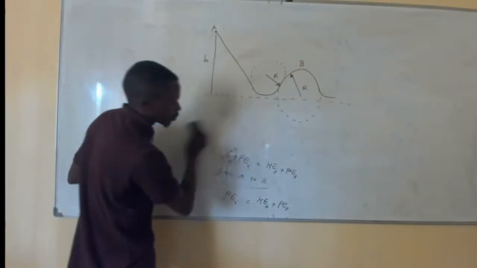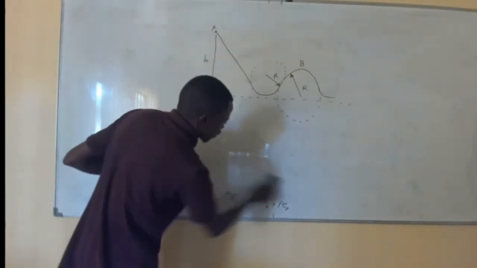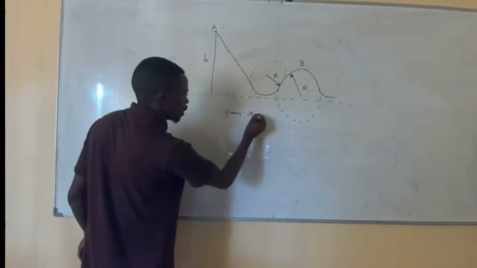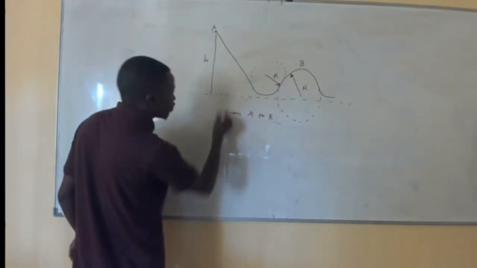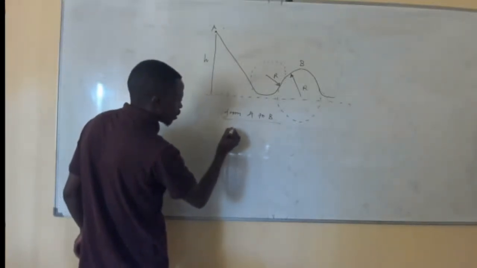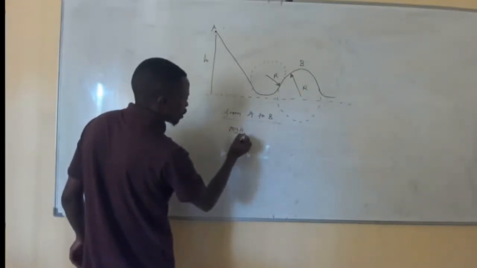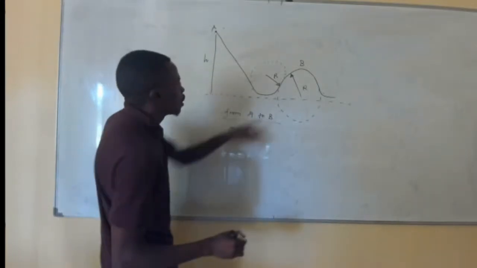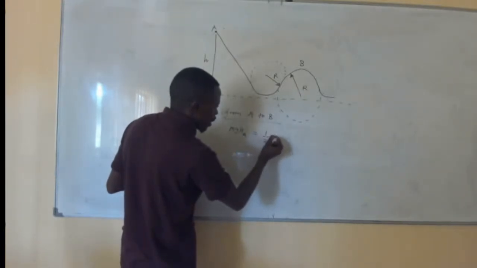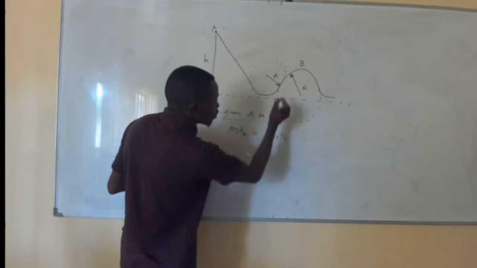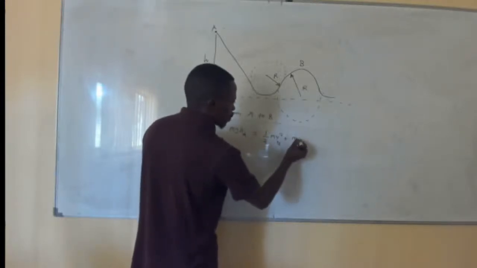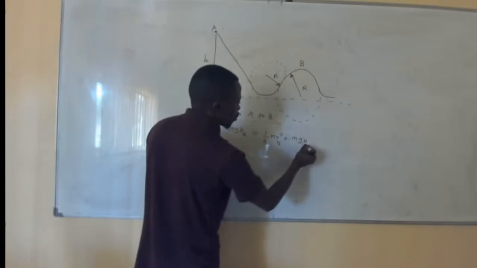Okay. Now, what we have remaining from A to B is simply, at the top here, the potential energy, given by mgh at point A, equal to the kinetic energy at point B, which is given by half mv squared at point B, and the potential energy at that point, which is given by mgh at point B.